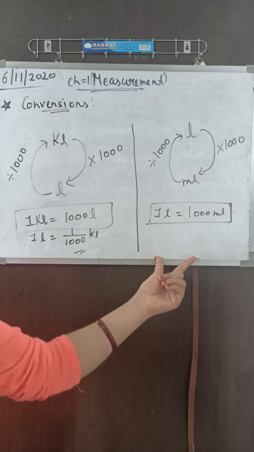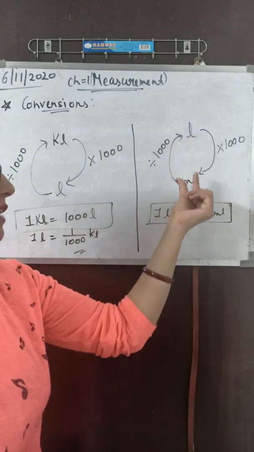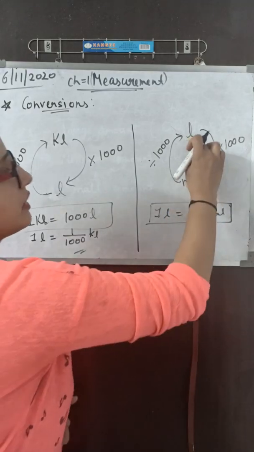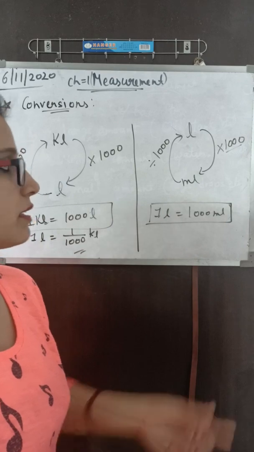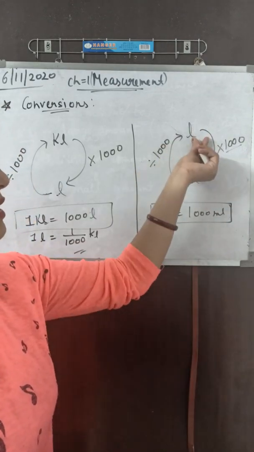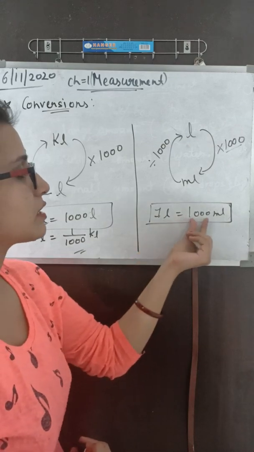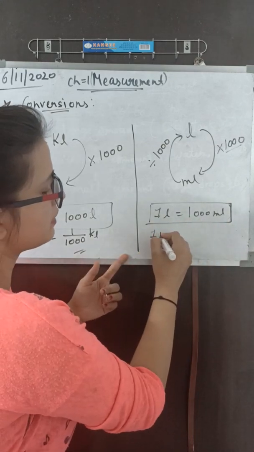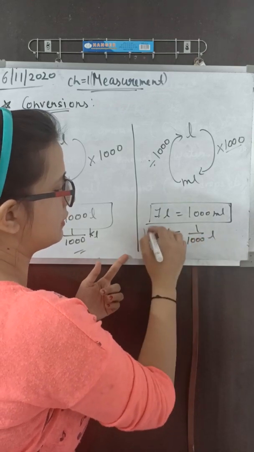Now in another case, when we have liter and milliliter, in this case liter is big and milliliter is small. So when we convert liter into milliliter, we have to multiply by 1000, and if we have to convert milliliter into liter, we have to divide by 1000, because 1 liter is equal to 1000 milliliter. That's why 1 milliliter is equal to 1 by 1000 liter.